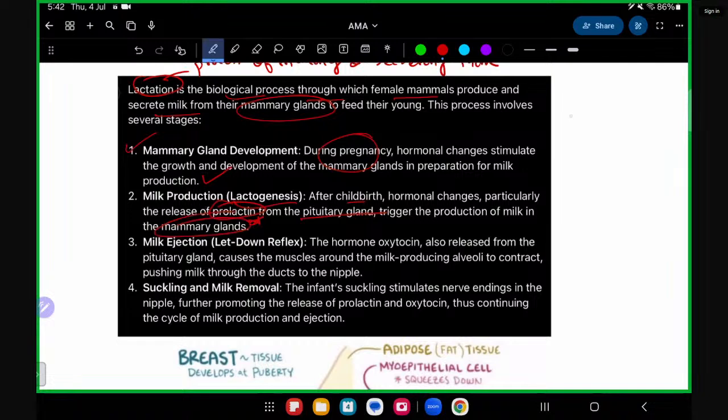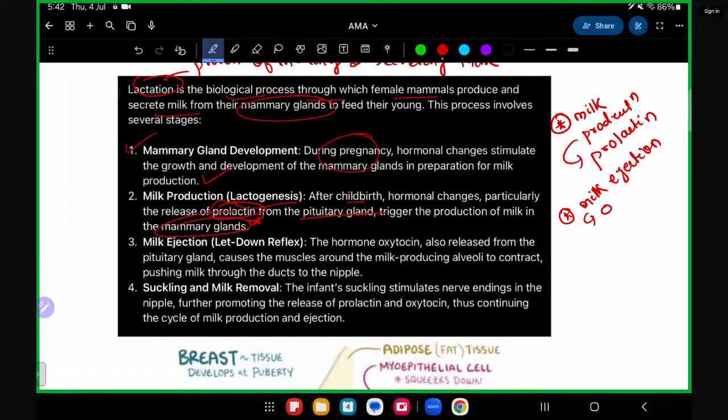Milk production takes place by prolactin hormone from pituitary gland, which triggers the production of milk in the mammary gland. There are two words. One is milk production by prolactin. Second one is milk ejection by oxytocin. Milk ejection, that is let down reflex. The hormone oxytocin is also released from the pituitary gland, particularly posterior pituitary. Prolactin from anterior pituitary, then oxytocin from posterior pituitary.